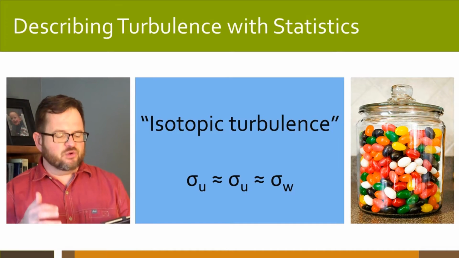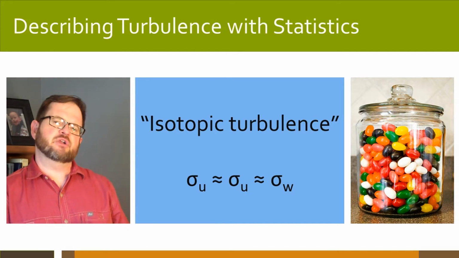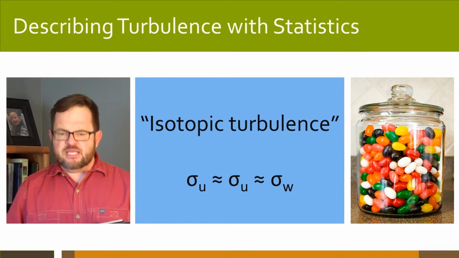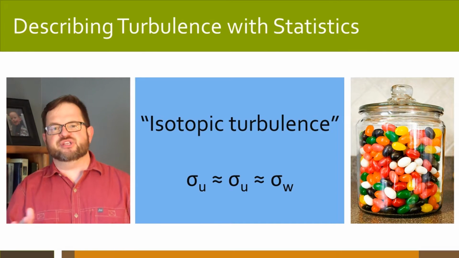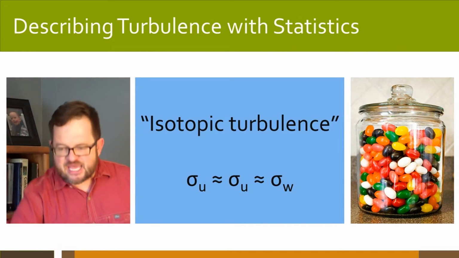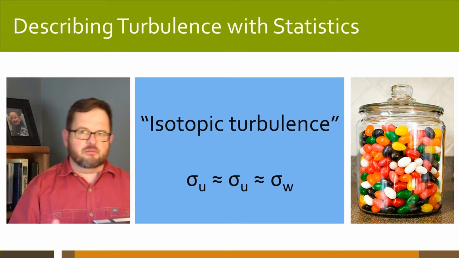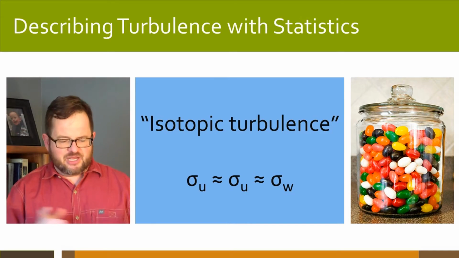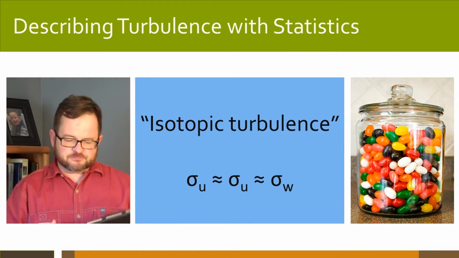Is it isotopic or isotropic? It's isotropic. I missed an R in that word. Isotropic turbulence. Meaning that there's the same amount of turbulence in all three dimensions. There's just as many eddies in the U component as there are in the V component as there are in the W component of the flow, to a good approximation. Whichever direction you go, there's just as much turbulence.